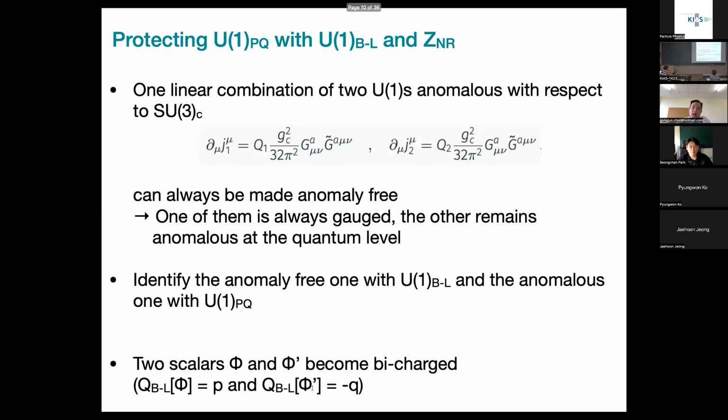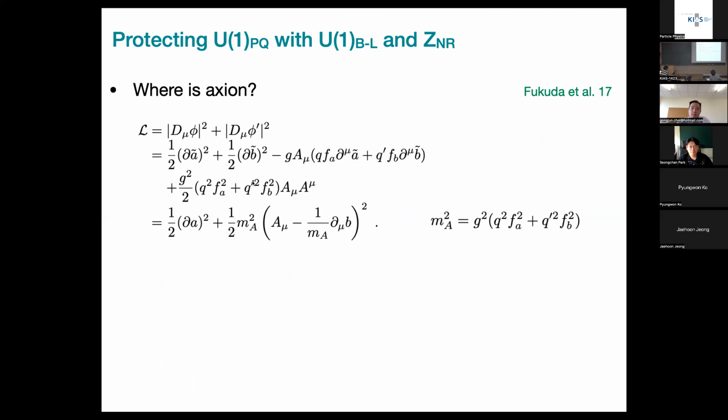By the way, in this setup of two U1s and two complex scalars, where is the axion? To see where you can find the axion, you can look at the kinetic term for the two scalars here. Let's say A tilde and B tilde are the phase components of phi and phi prime. Then after spontaneous symmetry breaking happens for these two U1s, you can rewrite this kinetic term in this way. You know that this expression should eventually give rise to the kinetic term for the axion and the mass term for the gauge boson longitudinal mode here.